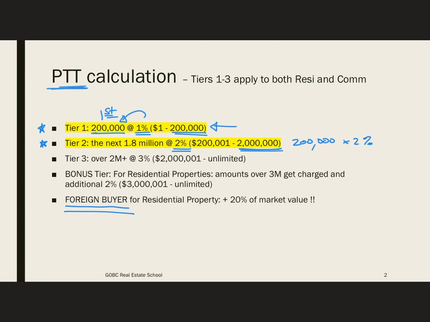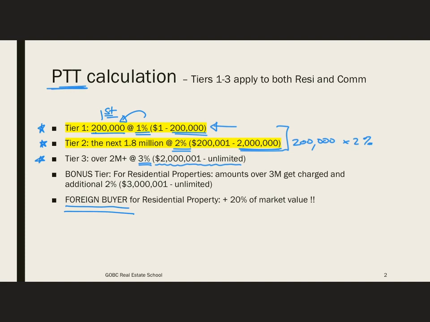Okay, if we have a property that's over $2 million, say $2.5 million, then we would be into this tier 3. And on the amount that's over 2 million, we would need to charge a 3% tax rate. You see that the range here is anything over $2 million, that is $2,000,001, up to an unlimited property price. So if you had a $20 million property, then you would be charging 3% on the 18 million that is over and above the first 2 million, because those are covered in the first 2 tiers.